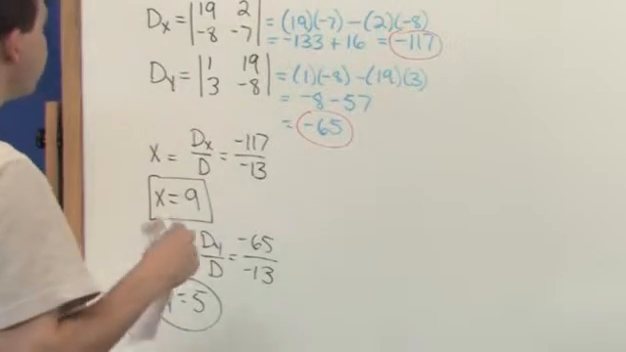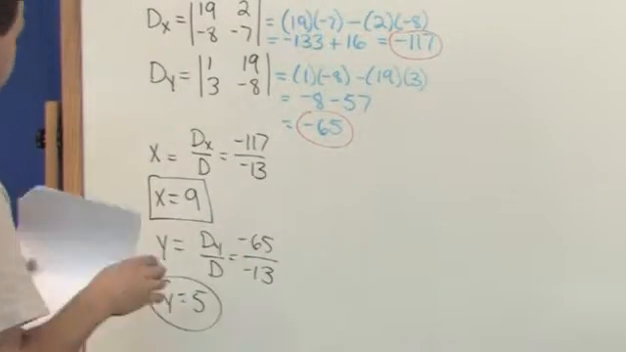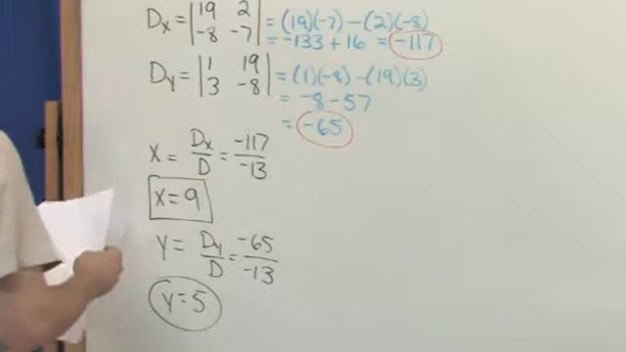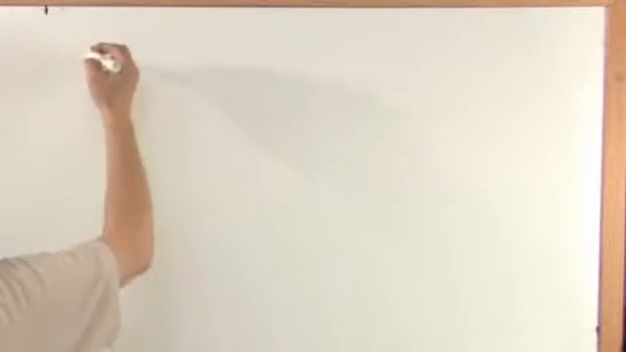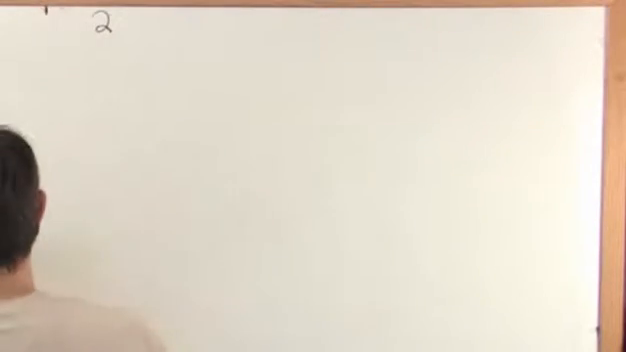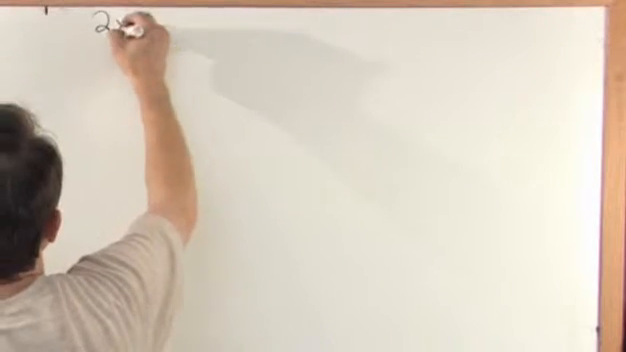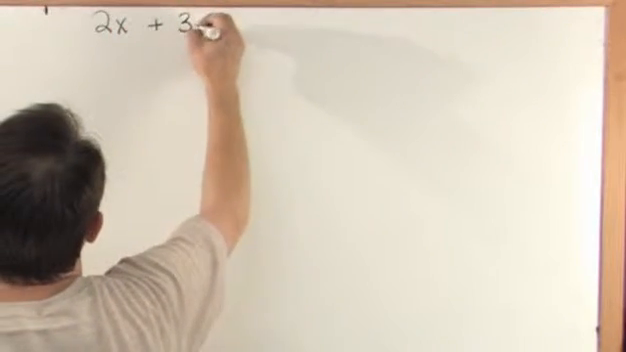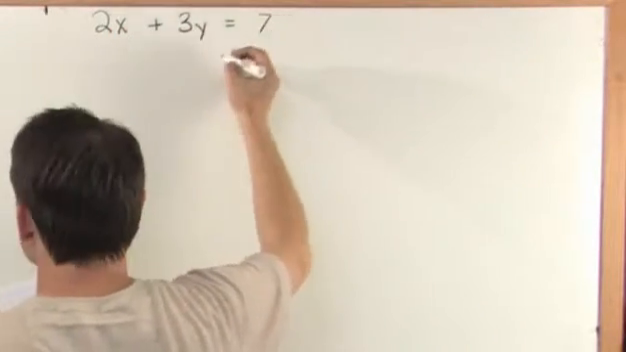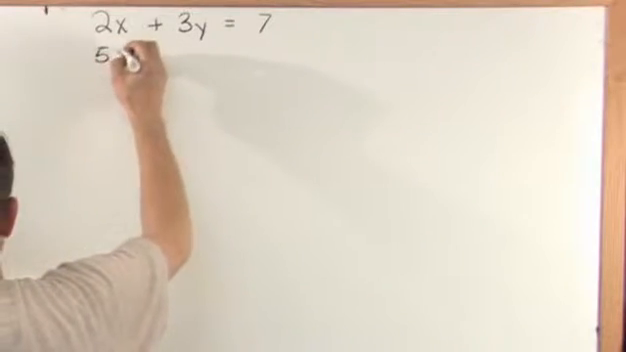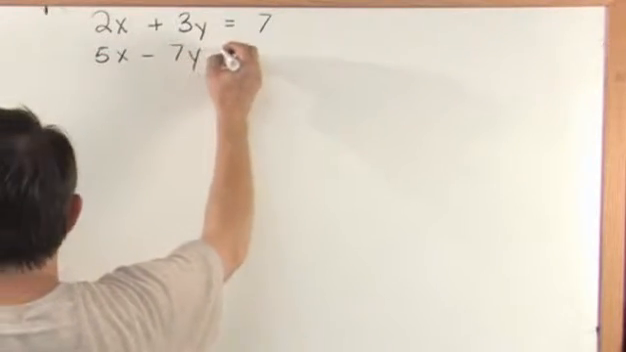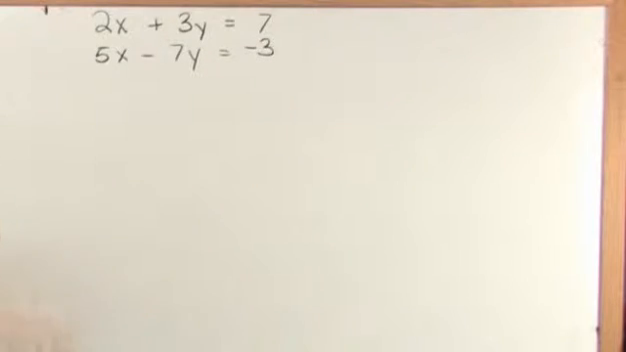You could have done some other stuff, but I start off with an easier problem to kind of illustrate the big picture to you. Okay, so for our next problem, again, we're going to start off with some easier problems. So 2x plus 3y is equal to 7, and 5x minus 7y is equal to negative 3. And we need to find the solution to that using Cramer's rule.